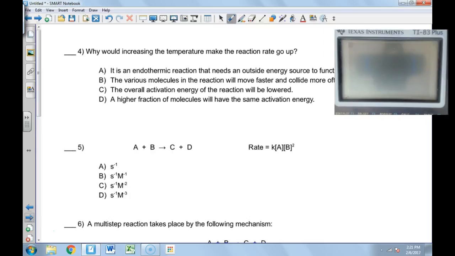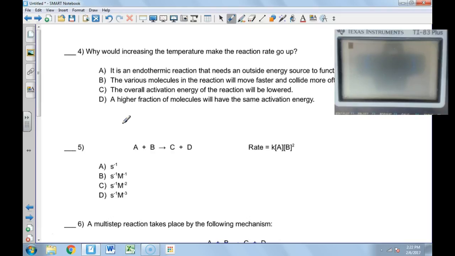Now, question 4 asks, why would increasing the temperature make the reaction rate go up? Well, remember collision theory. There are 3 parts to the collision theory. You have to have molecules collide, they have to have the right amount of energy to cause the reaction, and they have to be in the right orientation.